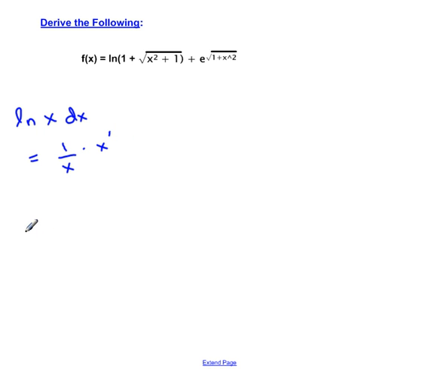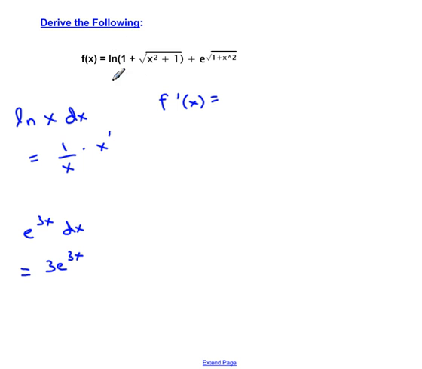Okay? So that's lns. What about the derivative of e to the 3x? This is nothing more than, you bring down the 3, multiply by the original expression. Okay? So let's remember that. So let's do the first one. So f prime of x.